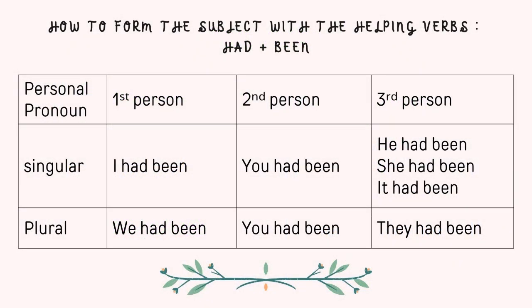How to form the subject with the helping verbs had plus been. For example, I had been, we had been, you had been, you had been, he had been, she had been, it had been, they had been.